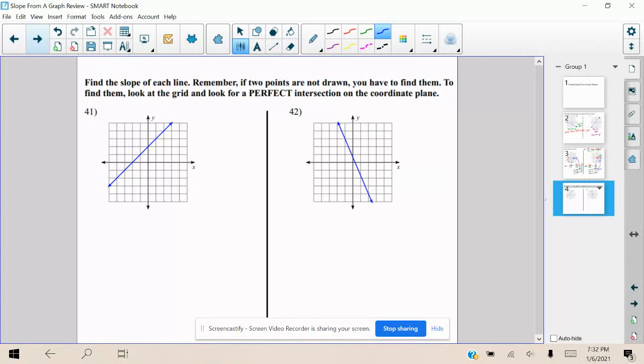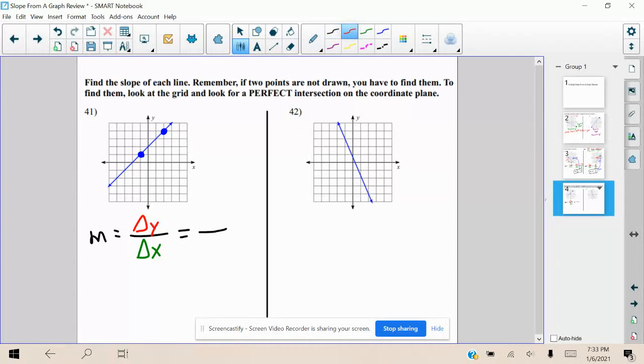So if we're looking at problem 41, we want to look and find perfect intersections. Well, I see I have a perfect intersection right here. I also see I have a perfect intersection right here. Now, you might see other points, and that's totally okay, so long as we end up with the same value. So long as we simplify those fractions, we're going to show the slope of that line. So now we go back to what we did before. Now that we have those 2 points, we want to find the change in y over the change in x.